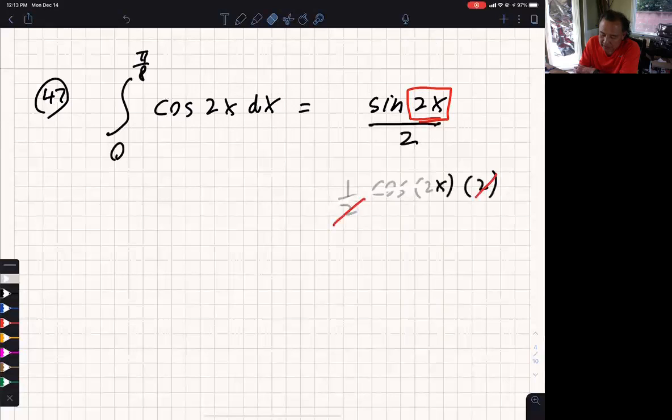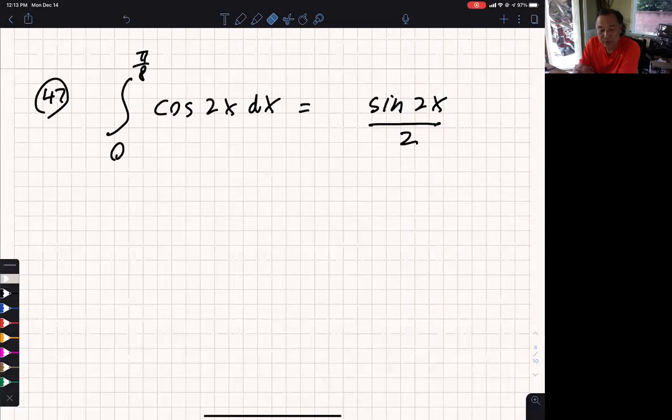So you are going to learn a technique in not the next lesson, but the following lesson on how to do an antiderivative when it's not just an x. All right, so I haven't taught that to you. They gave you a formula, but I don't want you memorizing formulas. So that is the antiderivative.